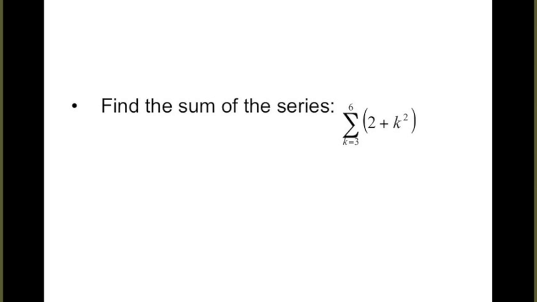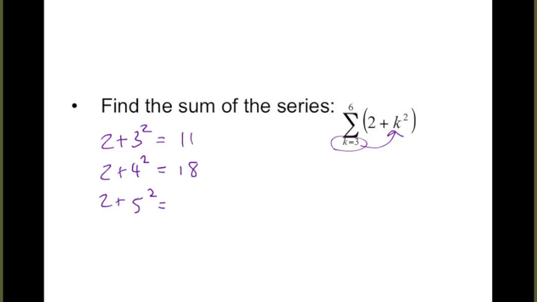What do I start plugging in here? 3. The bottom tells us what we plug in first. So I plug in 3: 2 plus 3 squared gives 11. Then I'm going to plug in 4. 2 plus 4 squared is 18. 2 plus 5 squared is 27. 2 plus 6 squared is 38. And that's where we stop because we just plugged in 6.